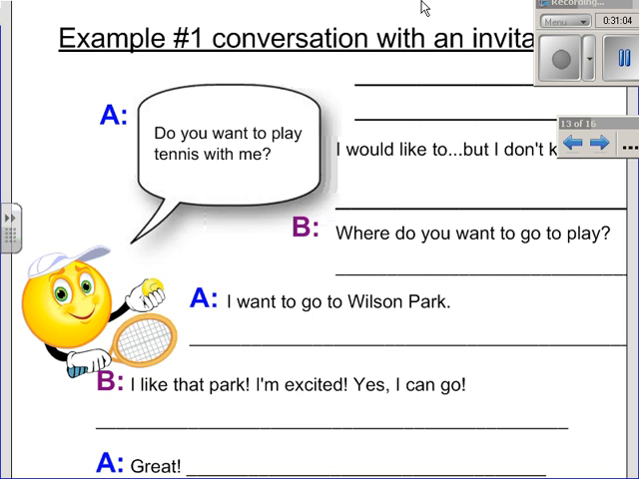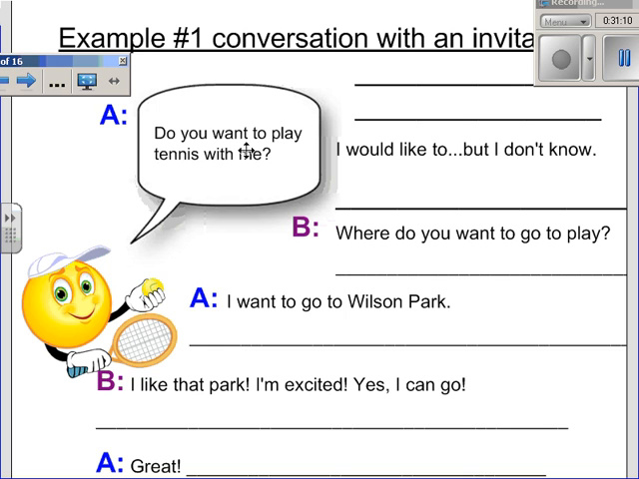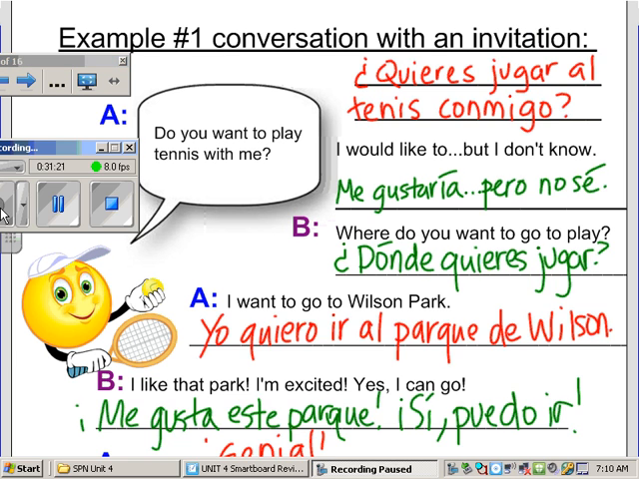Do you want to play tennis with me? I would like to, but I don't know how. Or I'm sorry, let's go over here. But I don't know. Where do you want to go play? I want to go to Wilson Park. Oh, I like that park. I'm excited. Yes, I can go. Great. Why don't you try it out? Press pause and write this A-B conversation.